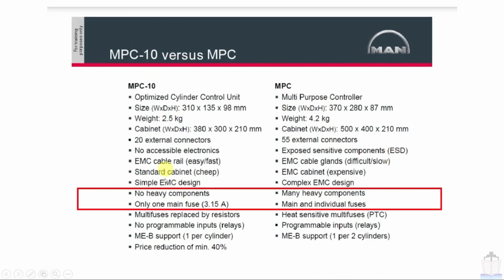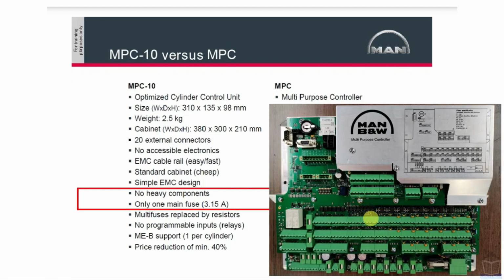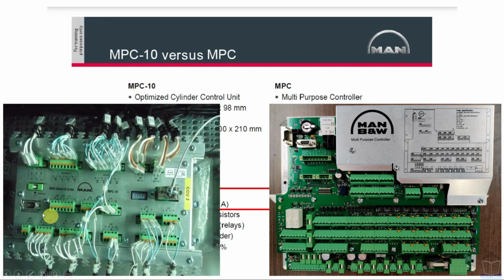In MPC 10 there are no heavy components. In MPCs there are many heavy components, like you will find a lot of relays and a heavy CPU. MPC 10 has only one main fuse, that is 3.15 ampere, and it has a total of 14 fuses. Now I am going to give an example. Here you can see that this is MPC and there are so many fuses installed in the MPC, whereas in the MPC 10 you will find only one fuse installed.